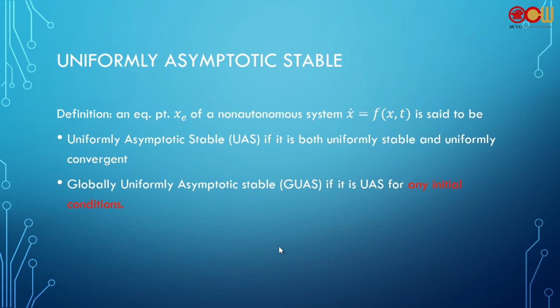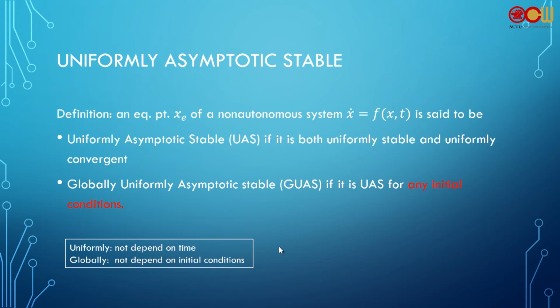Uniformly asymptotically stable means that it's both uniformly stable and uniformly convergent. And globally uniformly asymptotically stable means it's uniformly asymptotically stable for any initial conditions. If it doesn't depend on initial conditions, we say it's global, no matter where the initial condition is. So uniformly means it doesn't depend on time. Globally means it doesn't depend on initial conditions. So globally uniformly means it doesn't depend on time and initial condition. No matter where it is, you will converge to the origin uniformly.